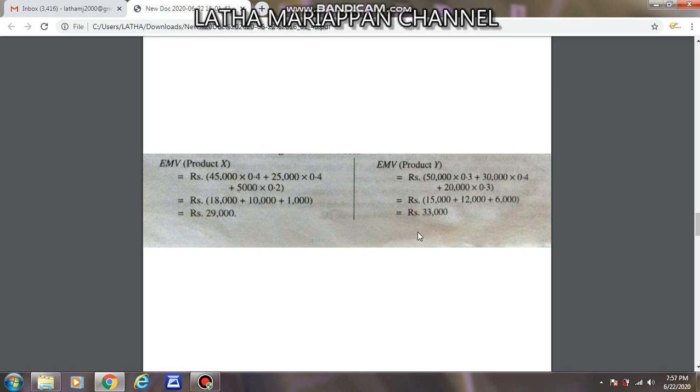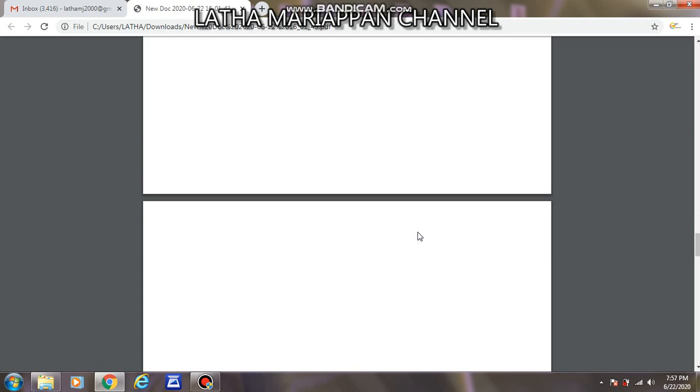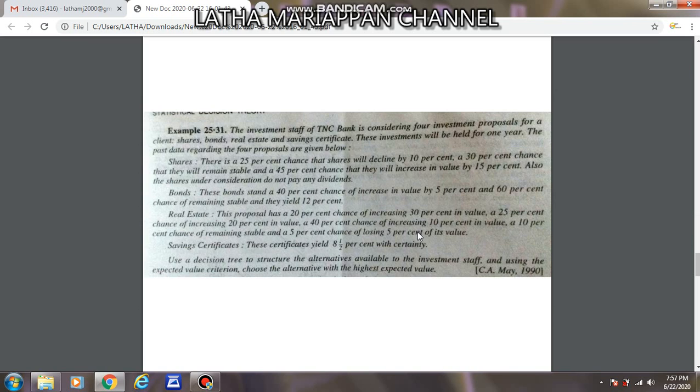So EMV value for X is 29,000. EMV value for Y is 33,000. That is expected money value. Product Y is higher than product X. So you have to suggest product Y. Okay. This is the second problem.